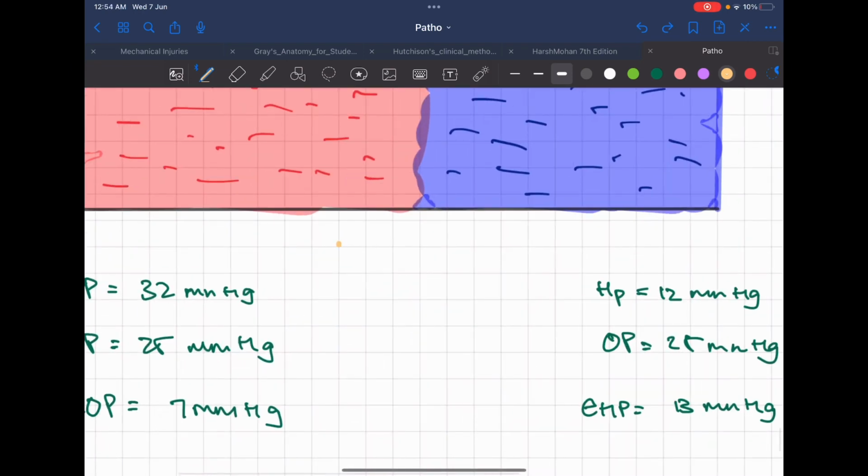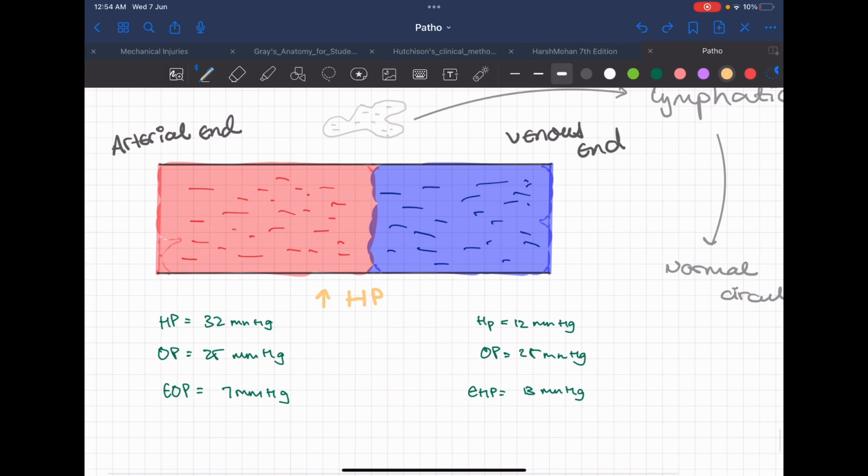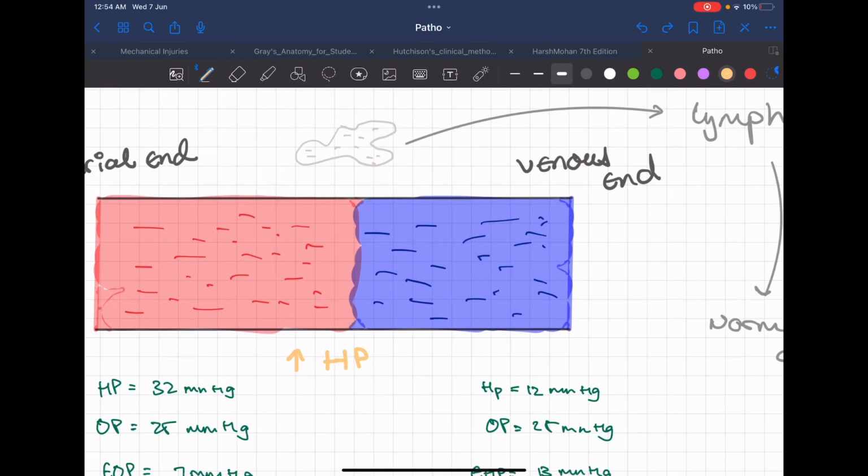Next mechanism is increased hydrostatic pressure at the venular end. As you know, at the venular end of the capillary, there is low hydrostatic pressure. But if that hydrostatic pressure suddenly increases, there would be much more pressure for the fluid to move out of the capillary into interstitial space, causing edema.